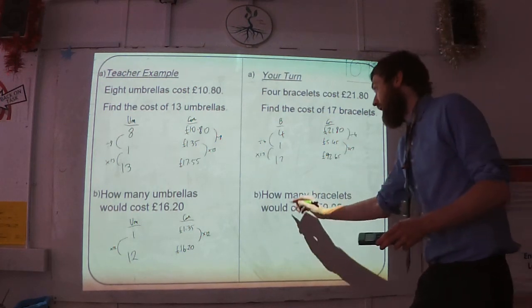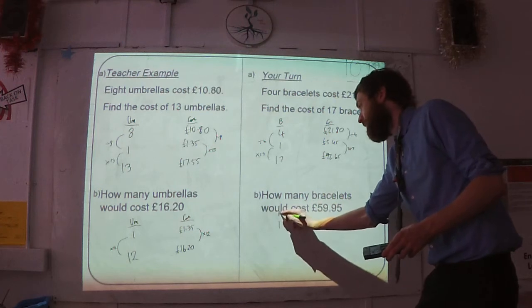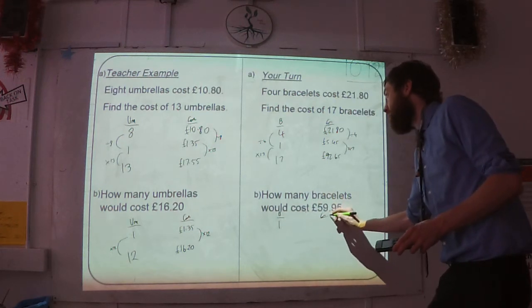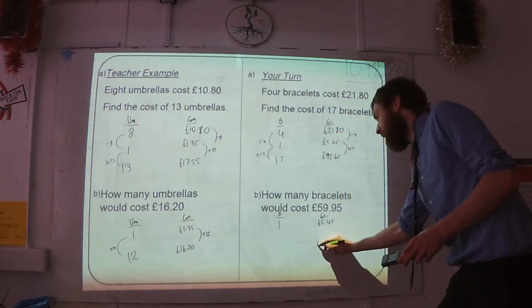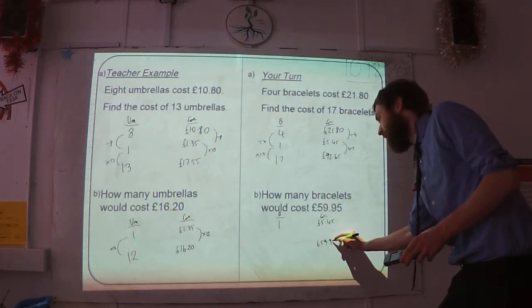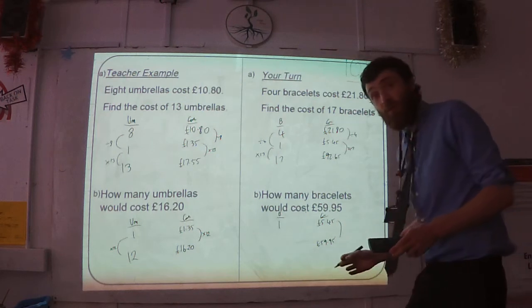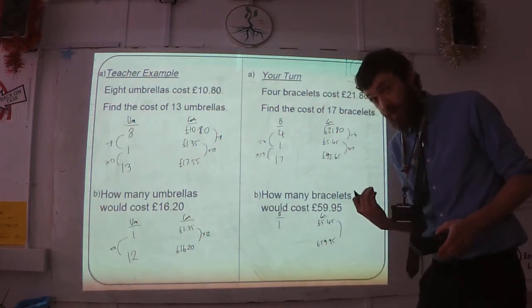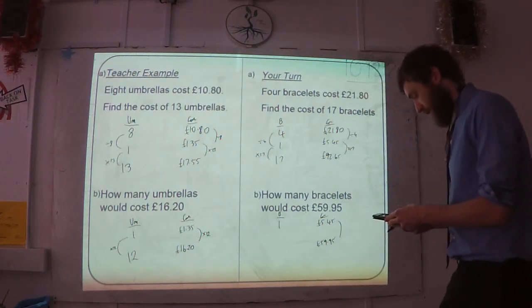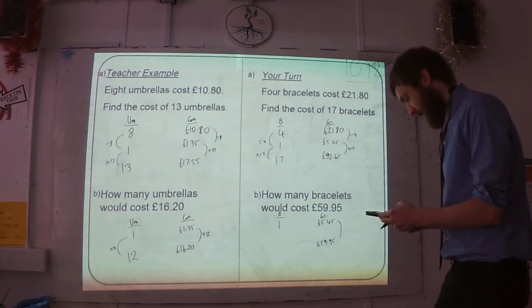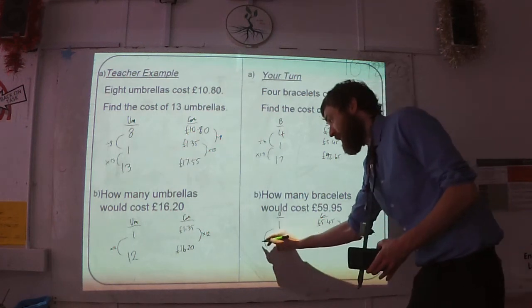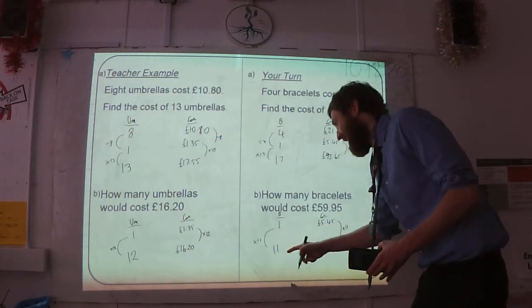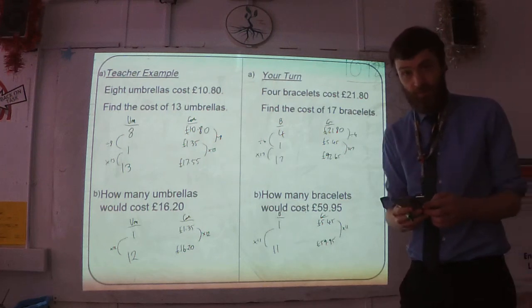Second one, if I know that 1 bracelet costs £5.45, to work out how much £59.95 can get me. Remember here, I've got to divide to work out how many times it goes into it. So therefore £59.95 divided by £5.45 gets me 11 exactly. So therefore it tells me that that's going to be 11 bracelets that I can afford.